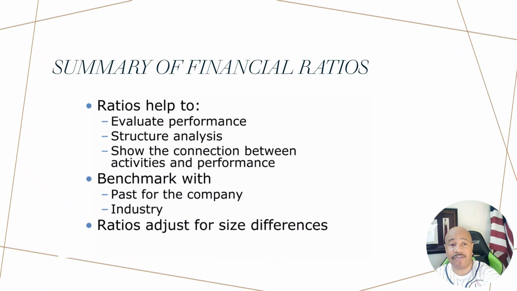So the summary of financial ratios goes as such. Ratios help to do what? Evaluate performance of companies. Structure analysis shows the connection between activities and performance. Some of the benchmarks that you should look for is the past for the company. What have they actually done? And the industry. What are people doing globally in terms of that particular industry? Ratios adjust for size differences as well.